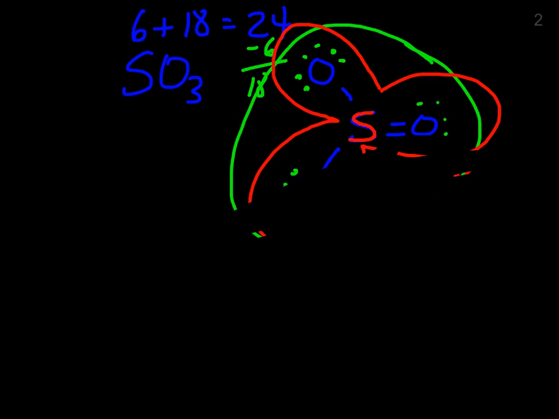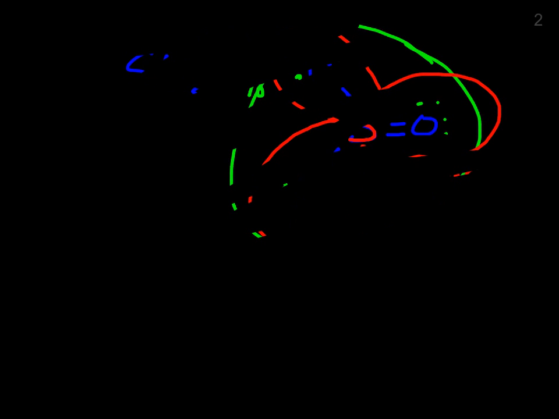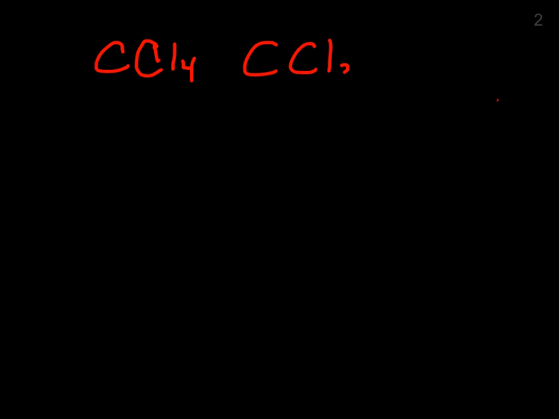Let me erase this. This one will be a little trickier because I'm going to go through a series of carbon chlorine compounds. First one I'm going to do is CCl4, carbon tetrachloride. Then I'll do CCl2, better put an H2 on that to fill it out, CCl2H2. Then CClH3, something like this.